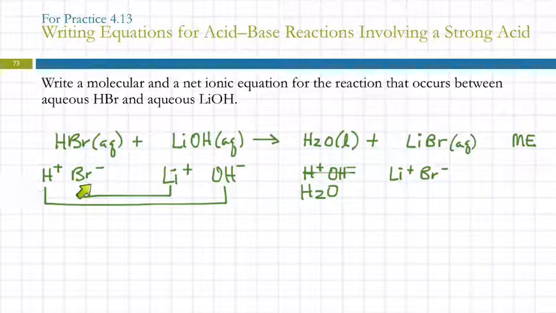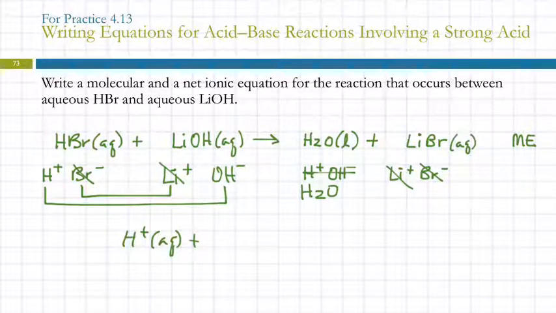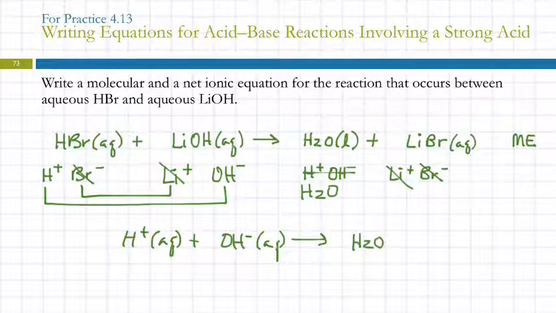So now we can look and see what ions occur on both sides. Here I've got bromide. So nothing happened to the bromide, and nothing happened to the lithium. And so what I have left is hydrogen ion plus hydroxide ion making water. And that's the net ionic equation.